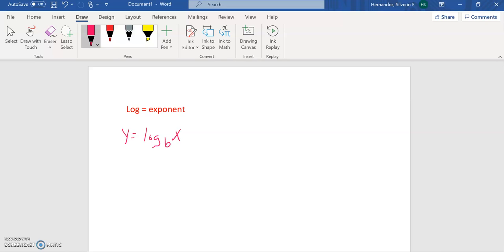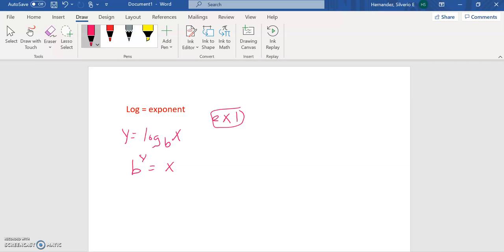Okay. And in this equation, what this is telling me, or another way of looking at this, is that I can take the base to the exponent of y, and it has to be equal to the value of x. Okay, so that's another way of looking at it. And I'm going to run through two examples here.